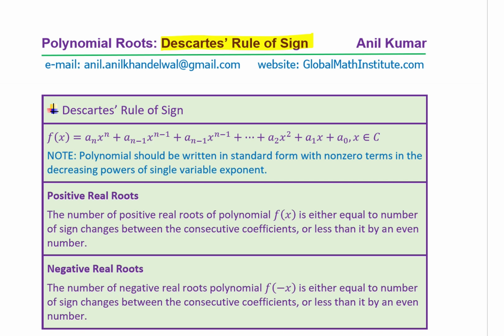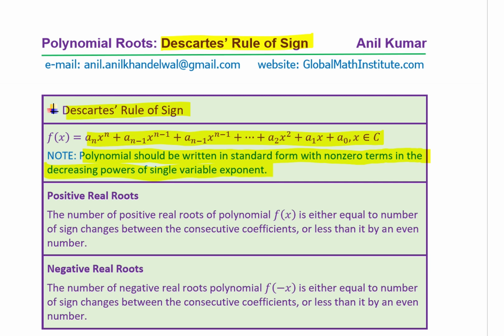So I hope you have understood the significance of today's lesson. Okay, so let's talk about Descartes rule. First thing to remember is that the polynomial should always be written in a proper order. You get the idea, right? So a polynomial should be written in standard form with non-zero terms in the decreasing power of single variable exponent. So highest power first for this single variable x, and then in the decreasing powers, right? Do not include any term with zero coefficient, correct?